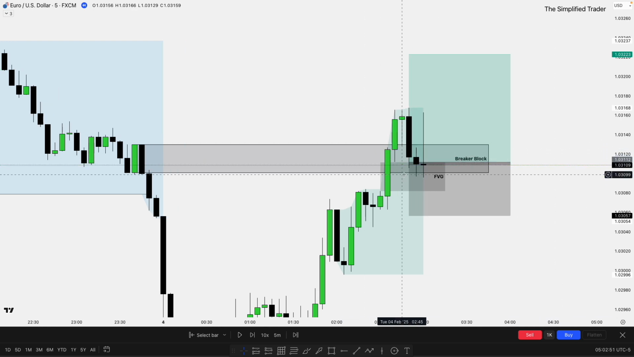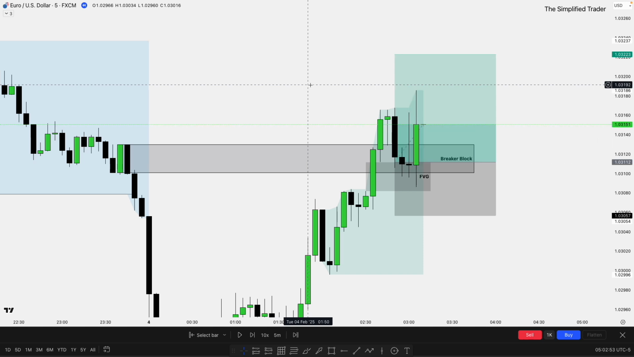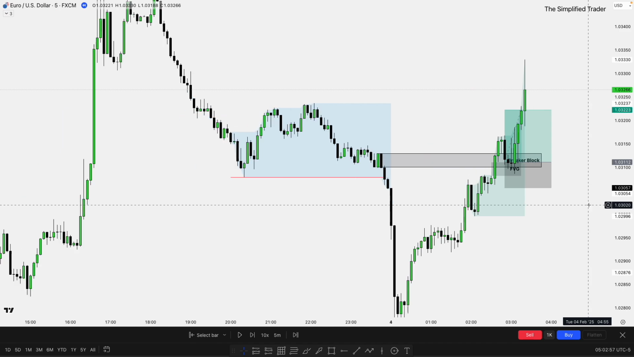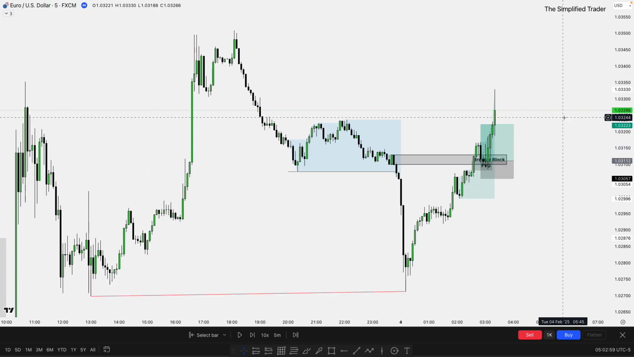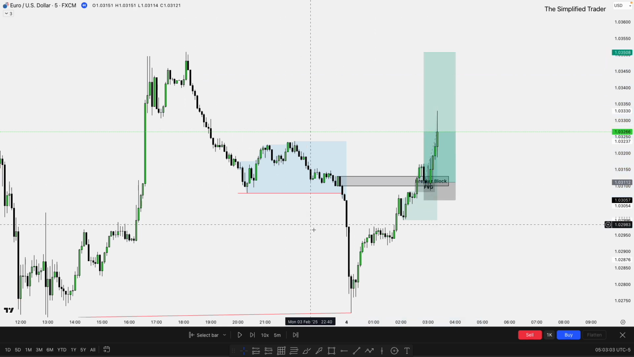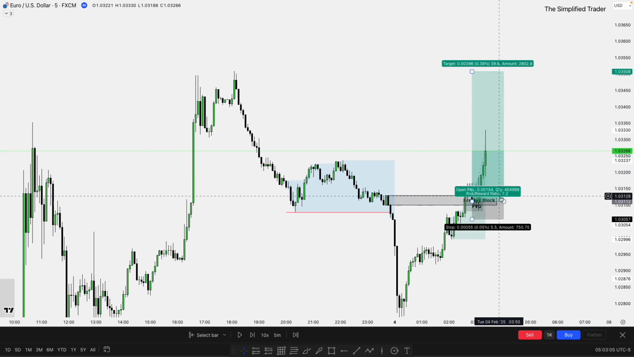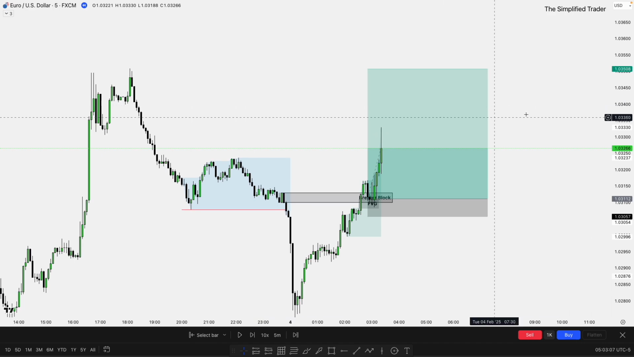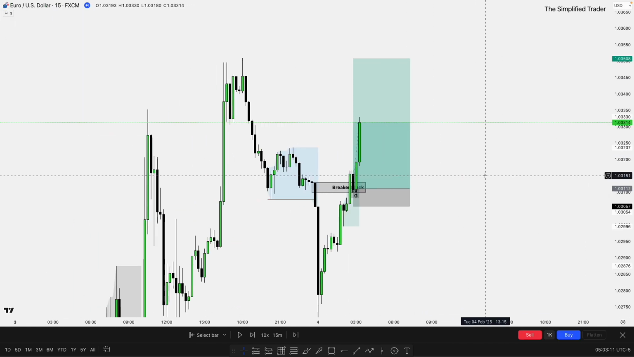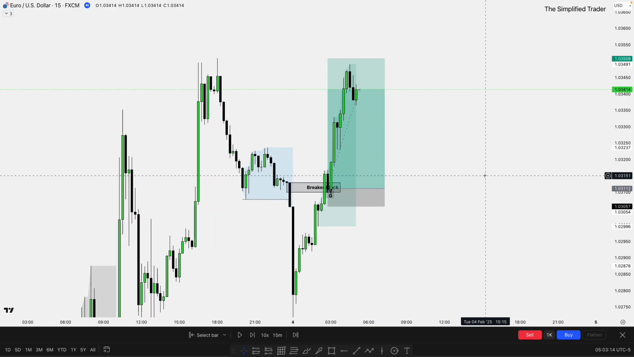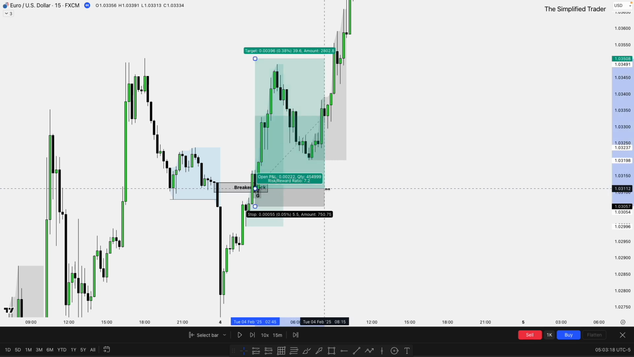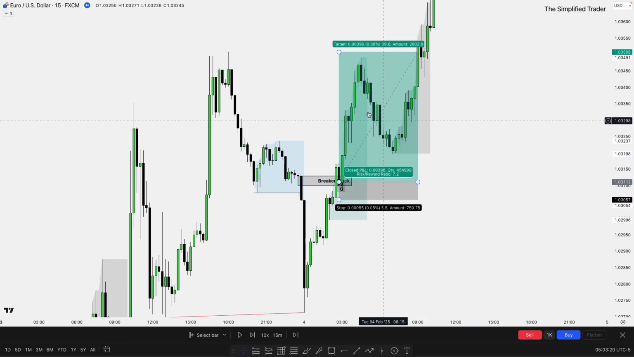We get that entry into the fair value gap. Do we run higher? Yes, we do. Immediately we hit 2R. So this is where you move your stop loss to break even, and we target the high of this market maker buy model. Let's see how this trade plays out. And there you go. There we have hit this high.